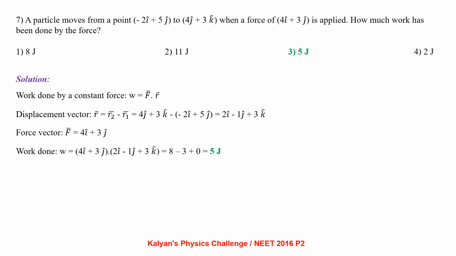A particle moves from a point minus 2i cap plus 5j cap to 4j cap plus 3k cap when a force of 4i plus 3j is applied. How much work has been done by this force? As you can see, both the initial position vector and final position vector are given. So the displacement vector of the particle r bar equal to r2 bar minus r1 bar. That comes out to be 2i minus j plus 3k. And the force applied is 4i plus 3j. Work done can be expressed as dot product of force vector and displacement vector. So upon simplification, we get the work done to be 5 joule.